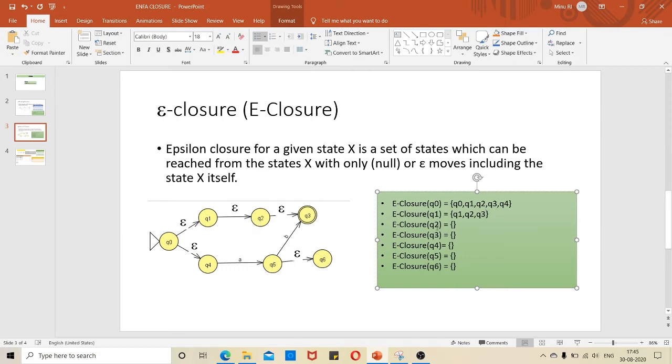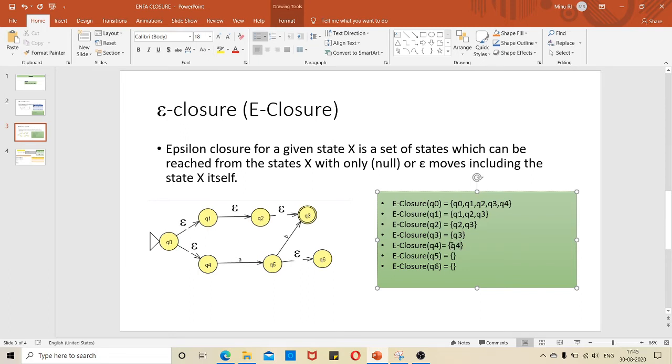Now from Q2, first Q2 itself, comma. From Q2, it goes to Q3, so Q3. From there there is not any transition. In Q3, there is no epsilon, but the epsilon closure of any state includes the state itself, so we should put Q3. You should not put any phi over there. Then from Q4, there is no transition, so put Q4 itself.